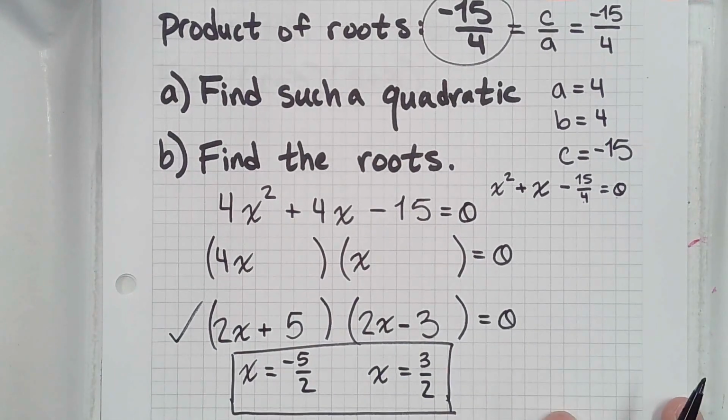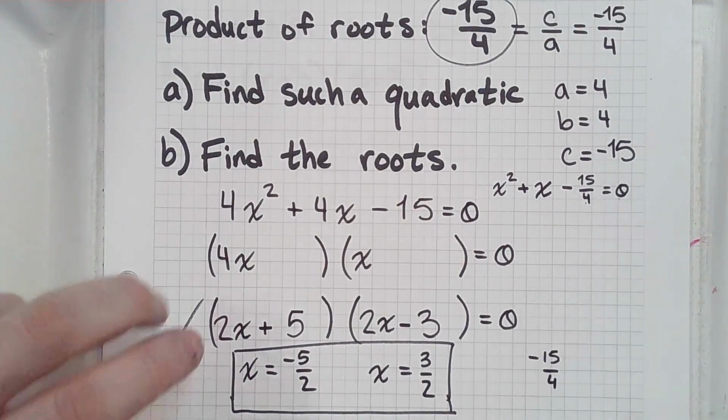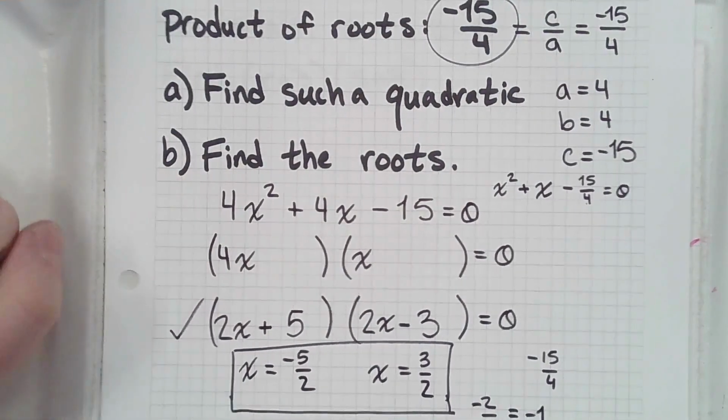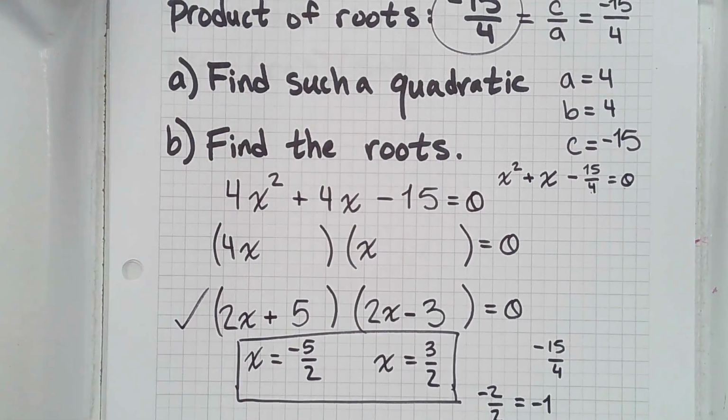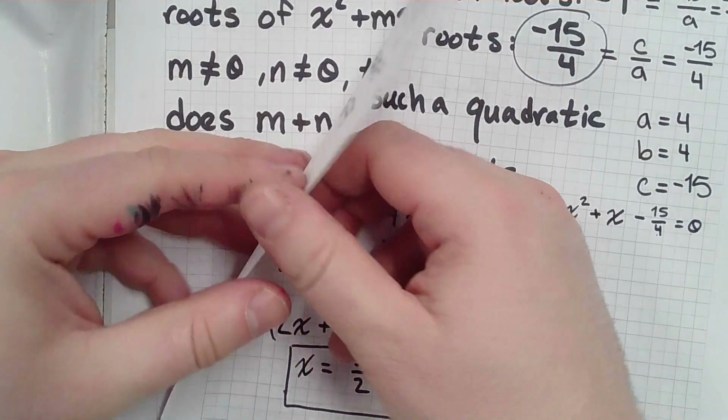And you'll notice that these will multiply to negative 15 over 4, which is what we wanted, right? And they will add, because they have common denominators, to negative 2 over 2, which of course is negative 1. So, yep, that's what we needed. All right, so let's take a look at 10.4.4.